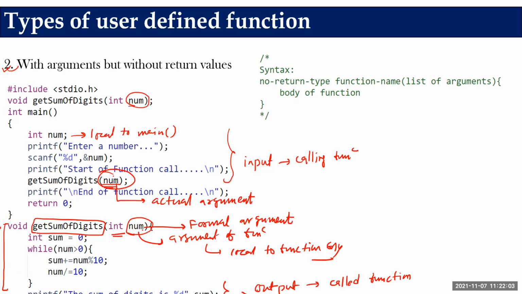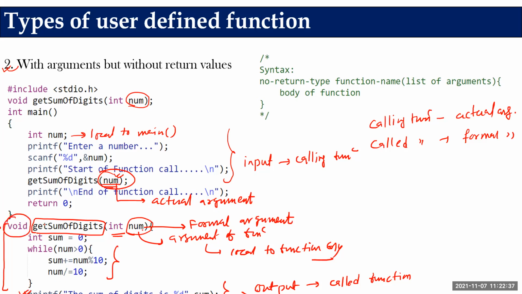But actually what am I passing? I am passing the value of num. So the calling function takes care of the actual arguments, and the called function makes new names for them in a different memory block. So they are the formal arguments. Okay, so now after getting the sum of digits, it's just printed here. We cannot return. Why? Because of the void. So let us see in the compiler.